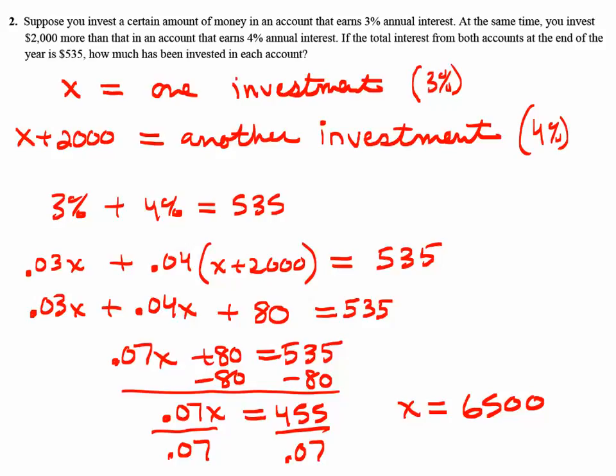All right, in the English sentence, can you finish off the problem? What does it mean for X to be 6,500? What does it mean in terms of the other investment? Can you summarize the answer in a single English sentence?